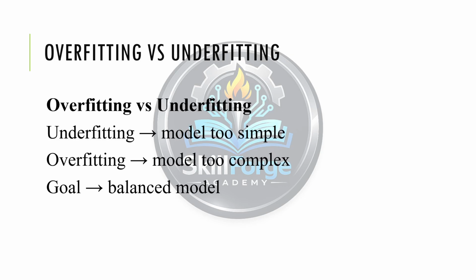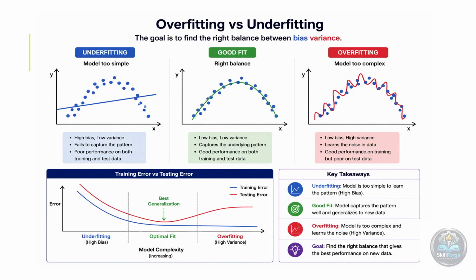So let's understand overfitting and underfitting. I have also discussed this in the previous lectures. If you have not seen it, you should definitely go and watch it. But here also you can understand. Underfitting happens when the model is too simple and cannot capture the pattern in the data. Overfitting happens when the model is too complex and learns even the noise in the data. As a result, it performs very well on training data but poorly on new data. The goal is to find a balance, a model that generalizes well.